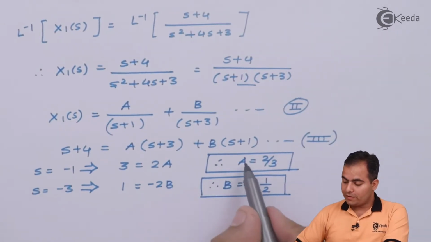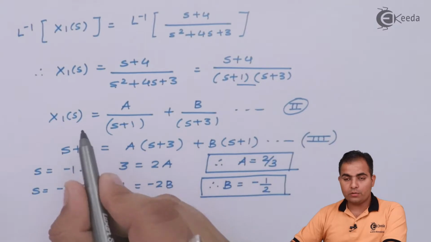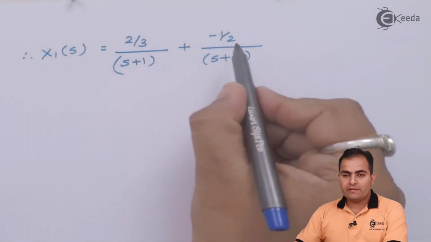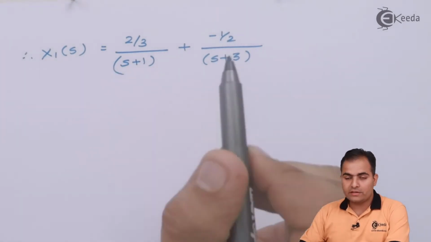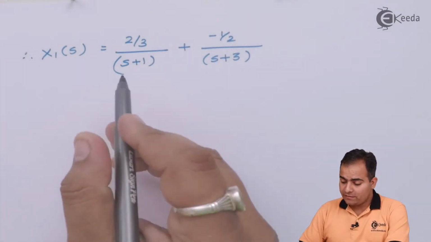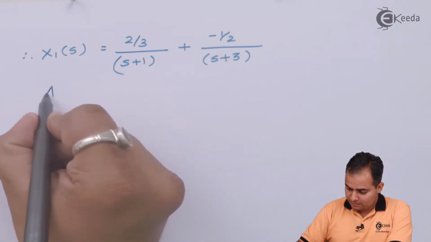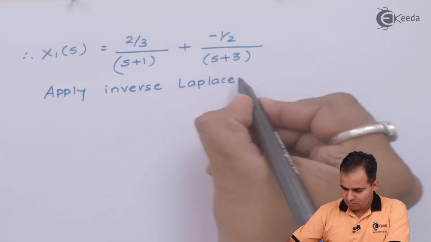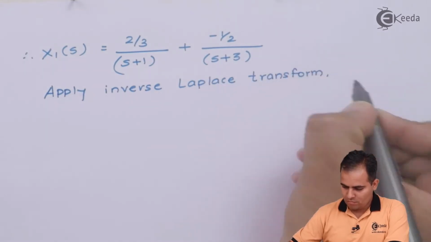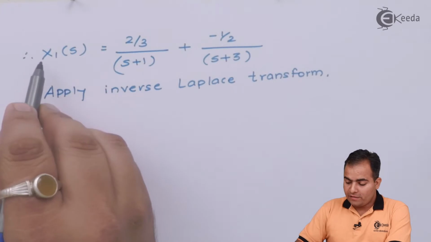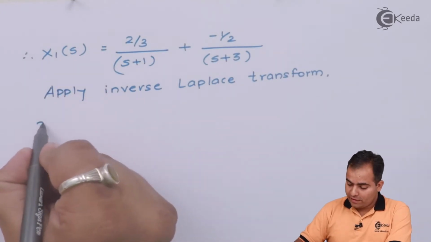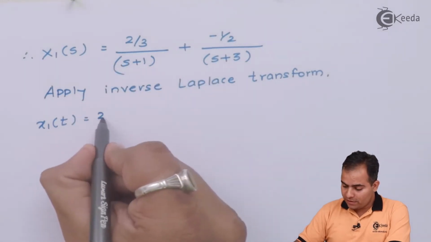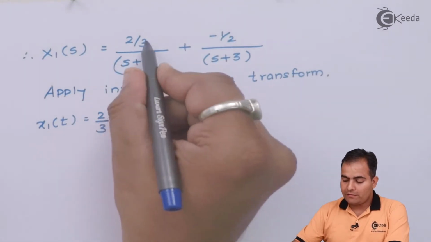Now I'll substitute a and b value in my equation number 2, and then I'm going to apply Laplace inverse on x1 of s. I have substituted my a and b value in my equation number 2, so we have got this equation. Now I will apply Laplace inverse on both the sides. So if we apply inverse Laplace on x1 of s, then we can write it x1 of t. Now here 2 by 3 is a constant, so we'll write 2 by 3 as it is. Now what we have, 1 upon s plus 1.